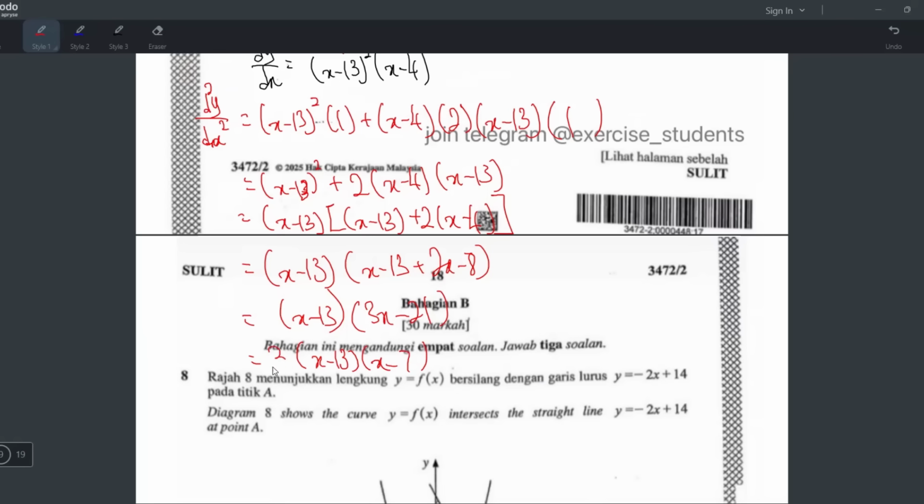And where does the 3 go? The 3 goes here. Okay. Alright, now you substitute. Now you have your second derivative already. This is your second derivative.